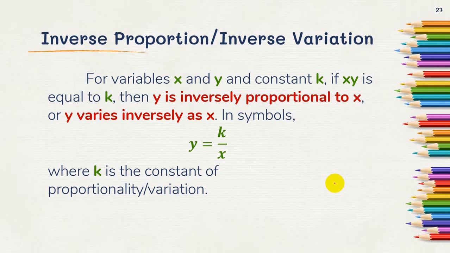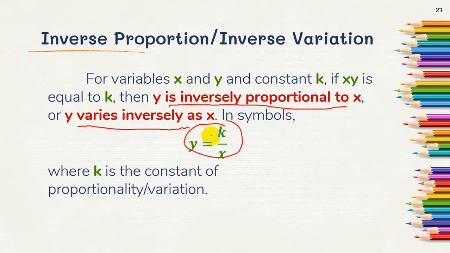For variables x and y and constant k, if xy is equal to k, then y is inversely proportional to x and y varies inversely as x. So how are we going to know if the problem is an inverse variation? Because of these two phrases: is inversely proportional to, or varies inversely as. In equation, unlike direct variation, which is y equals kx, this time it is y equals k over x, and still k is the constant of proportionality.